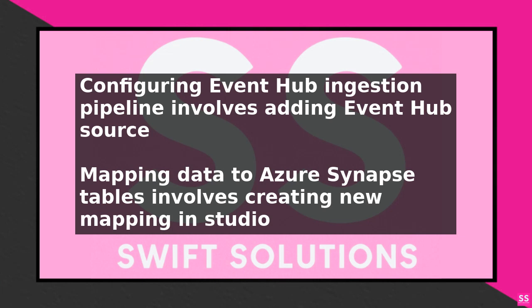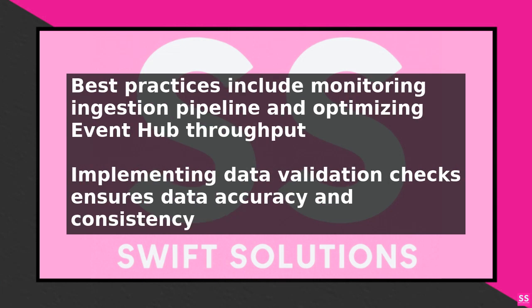Best practices for Azure Synapse ingestion from Event Hub. To ensure efficient and reliable data ingestion from Event Hub into Azure Synapse, it is essential to follow best practices. These include monitoring the Event Hub ingestion pipeline for any errors or issues, optimizing the Event Hub throughput to handle large volumes of data, and implementing data validation and quality checks to ensure data accuracy and consistency.